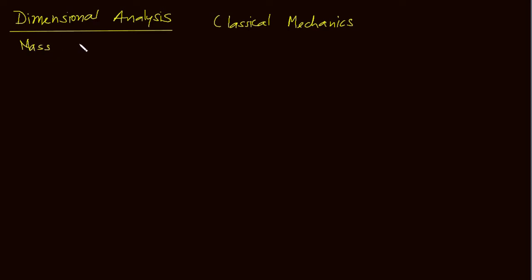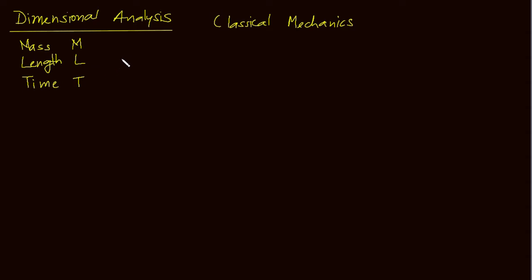Mass, and it's written as M. Length, written as L, and time, written as T. Now based on these we can derive more entities like velocity, speed, etc.